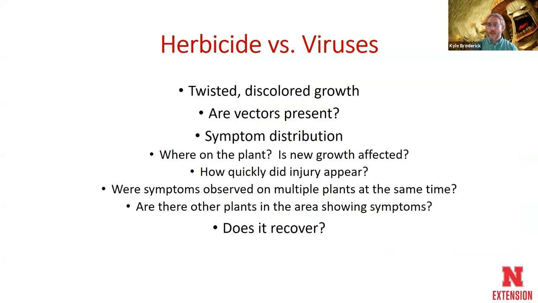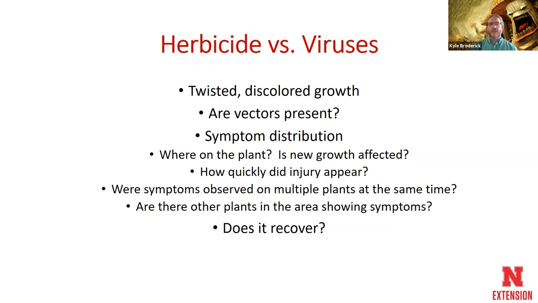Now, how can we tell the difference between herbicides versus a virus? They both kind of create some of this twisted, distorted, abnormal growth. So some things we'll want to ask about: are there any vectors present? Are we seeing leaf hoppers? Are we seeing thrips? Are we seeing aphids? Or any of these other insects that can spread the virus from plant to plant?